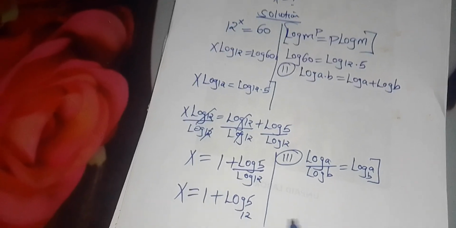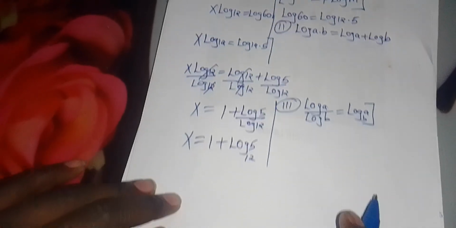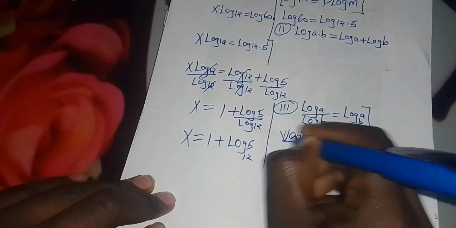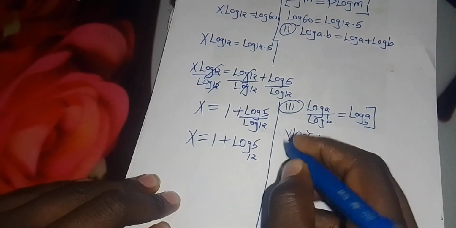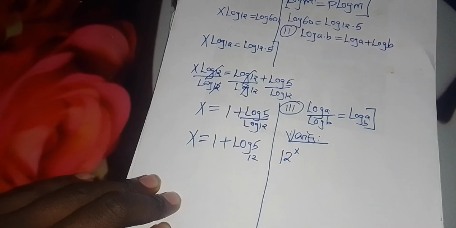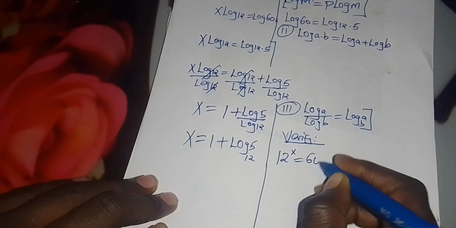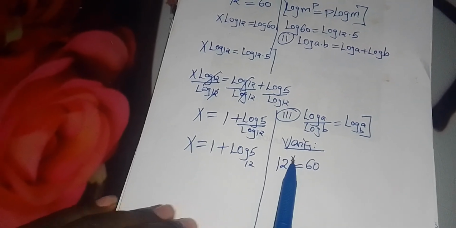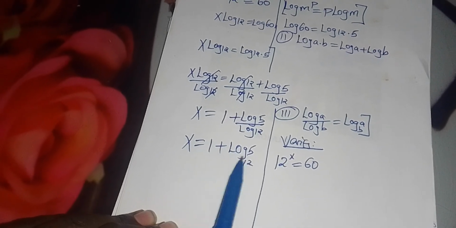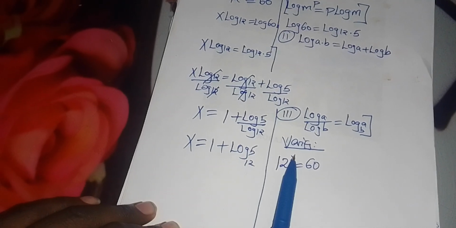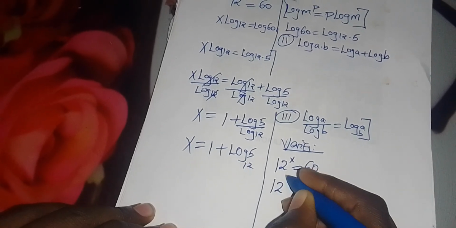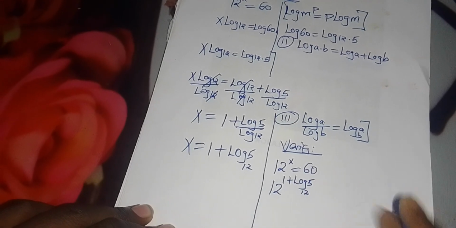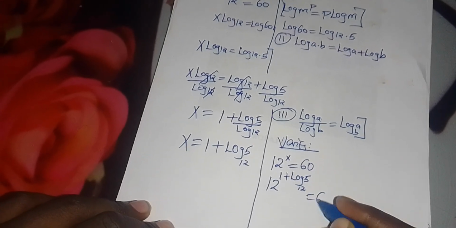The next phase is to verify. Let's verify if this is true. Remember, 12 raised to power x is supposed to give us 60. Now we substitute the value of x. Remember, we have x as 1 plus log 5 to base 12. So we'll have 12 raised to power 1 plus log 5 to base 12, and this is supposed to give us 60.